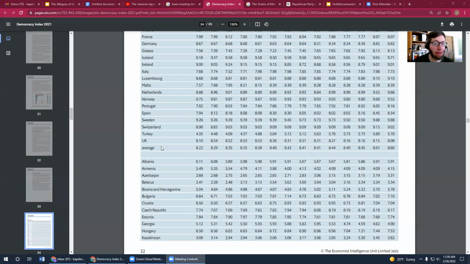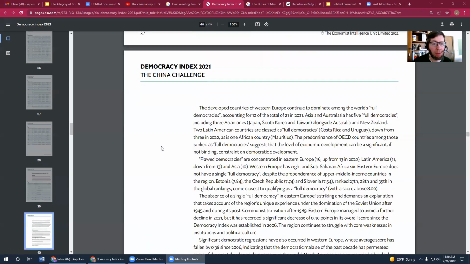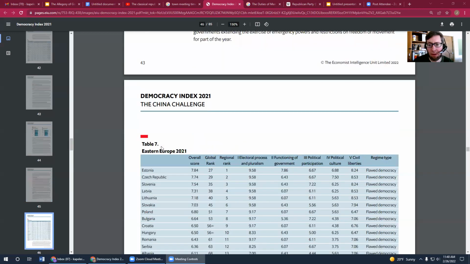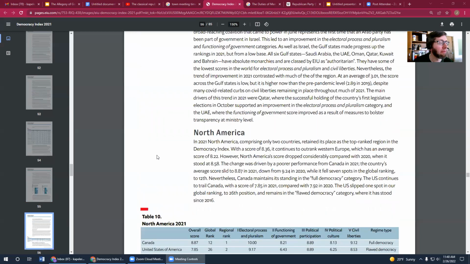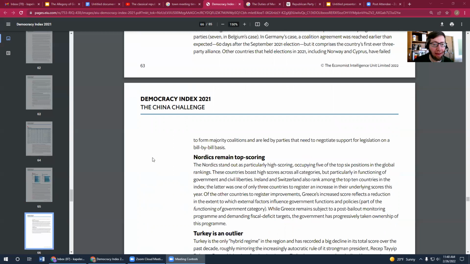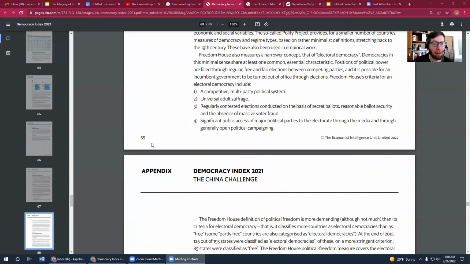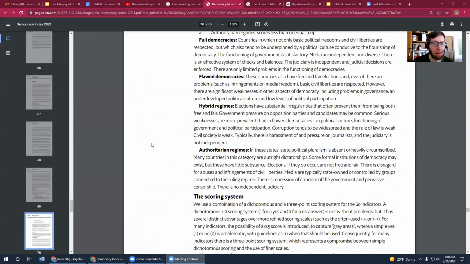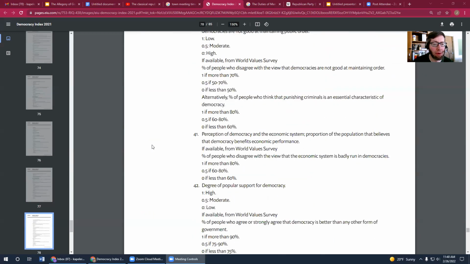Let's go on through here. We've got some more indexes. This is by region, so this is good. All right, and then let's keep scrolling on down by regions. And then here are the appendixes. Here's the appendix defining and measuring democracy. So if you want to read that, it can be very useful on their methodology and how they graded all these countries. And then here are the questions you have to ask and how they're scored.